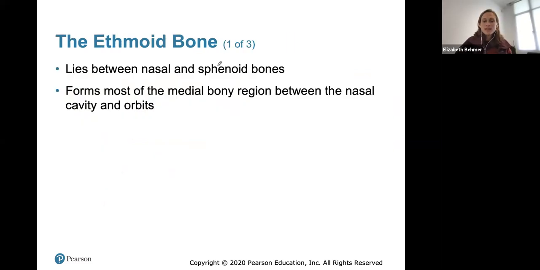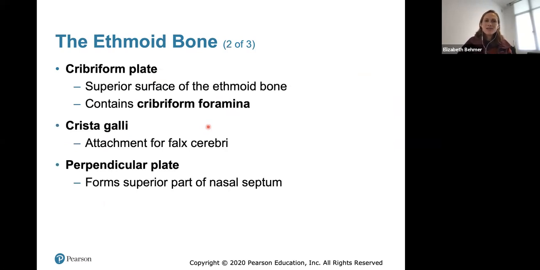The ethmoid bone lies between your nasal and sphenoid bones. It forms most of the medial bony region between the nasal cavity and the orbits. And it's made of these important structures. The cribriform plate is the superior surface, and your cribriform plate contains little tiny holes called cribriform foramina, which is what your olfactory nerves will travel down into your nasal cavity to be able to smell.